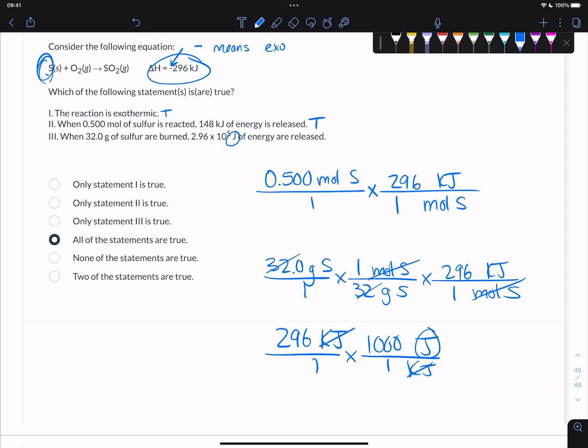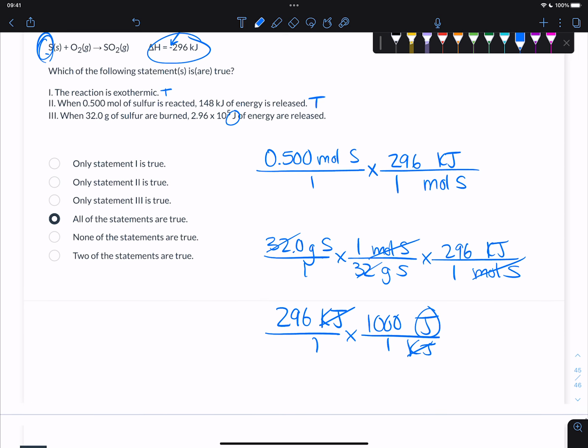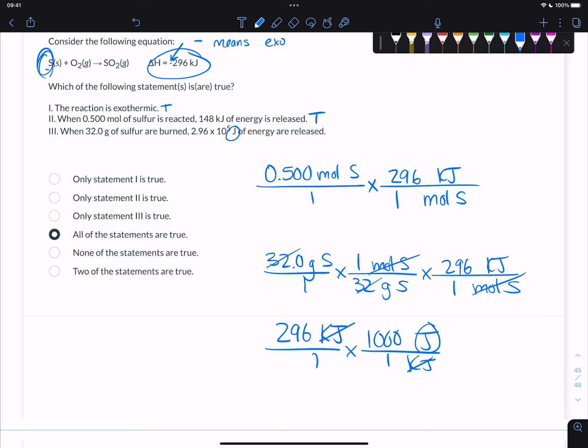And then, do you remember how scientific notation works? Because this looked almost false. I almost thought it was false for a second. But then I realized, oh, that's going to give me a big number, 296,000 joules. And then doing scientific notation, I get 2.96 times 10 to the 5th joules, which does make sense. So all of those statements are true. Hopefully that helps.